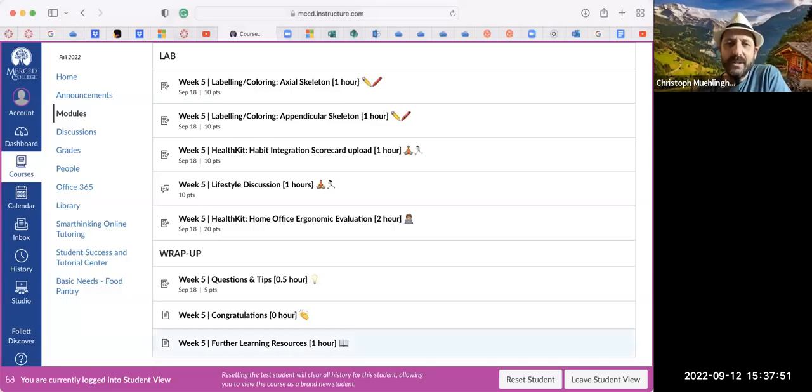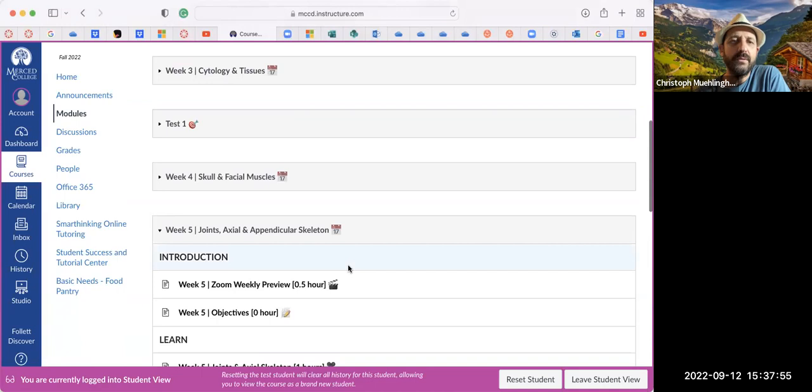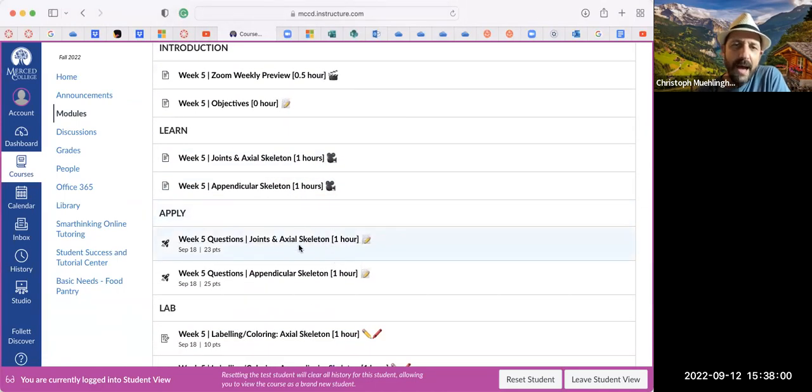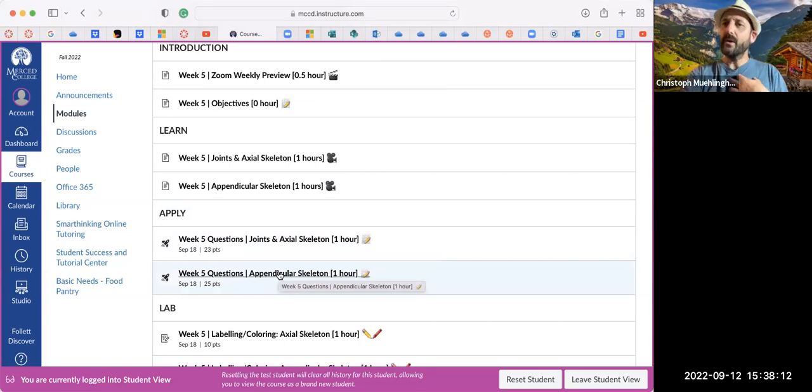Now we're going to move on to the axial and the appendicular skeleton. We're going to finish up the skeletal system. Axial means trunk sort of stuff, so we'll look at the vertebra, the rib cage, and all of the stuff that's attached to it. And then we go into the appendicular skeleton, where we look at the arms and the lower extremities, the legs.